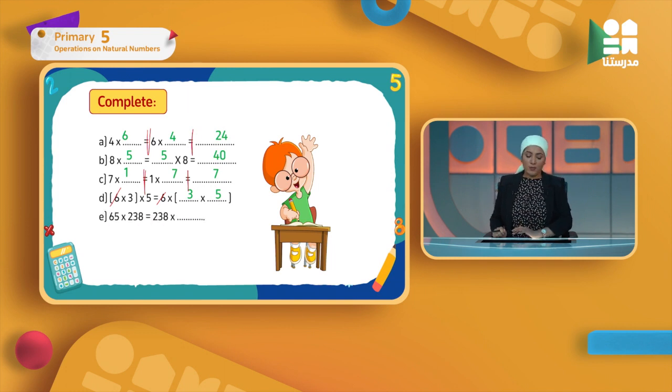Letter E, commutative property. تاني ال equal sign is my mirror. I have two numbers before the equal sign multiplied by each other, then I have to have the same two numbers after the equal sign. So here I have 2, 3, 8. يبقى اللي ناقص في ال empty space ال 65.